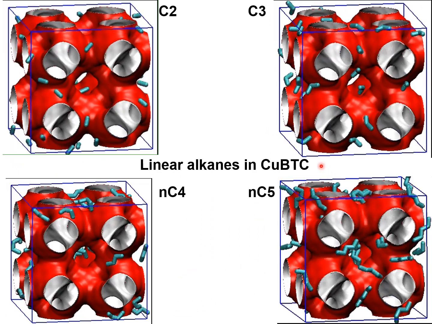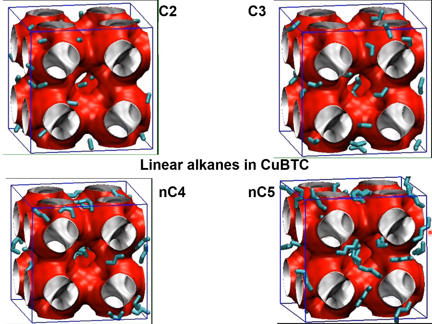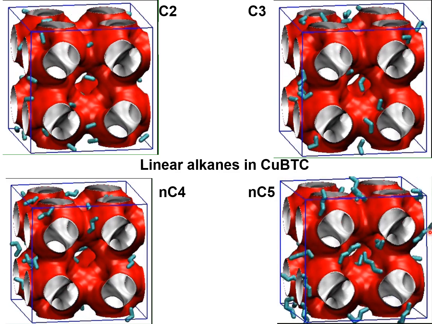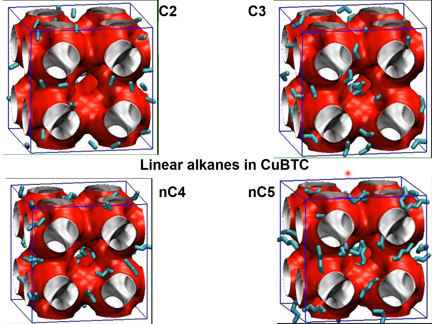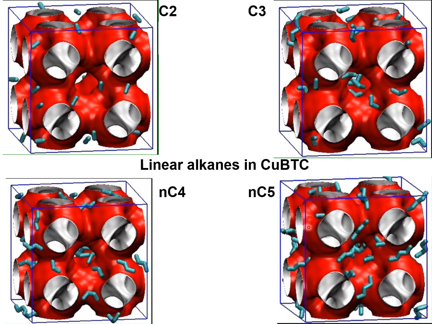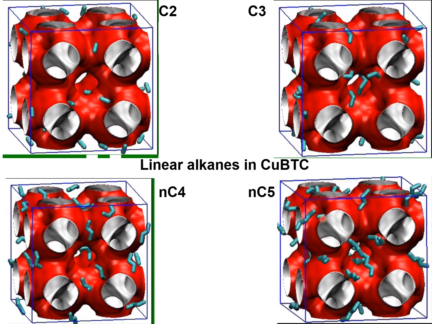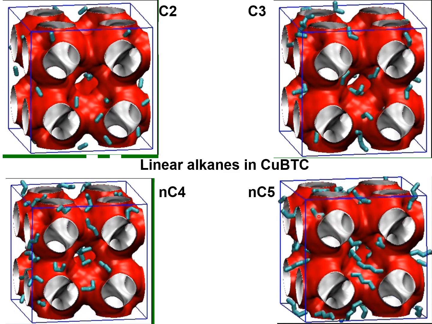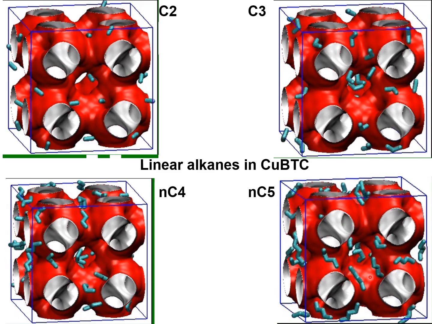Animations showing the motion of ethane, propane, normal butane, and normal pentane show that all these linear alkanes can enter the tetrahedral pockets by entering them in a lengthwise manner.